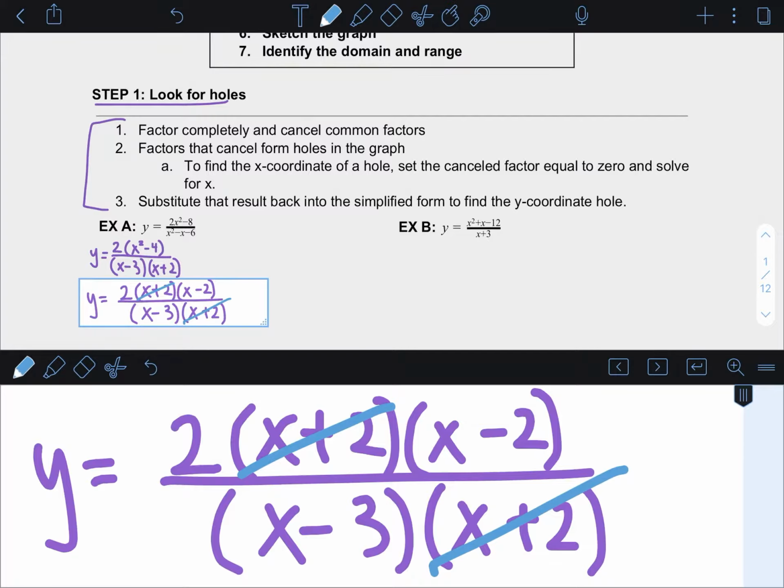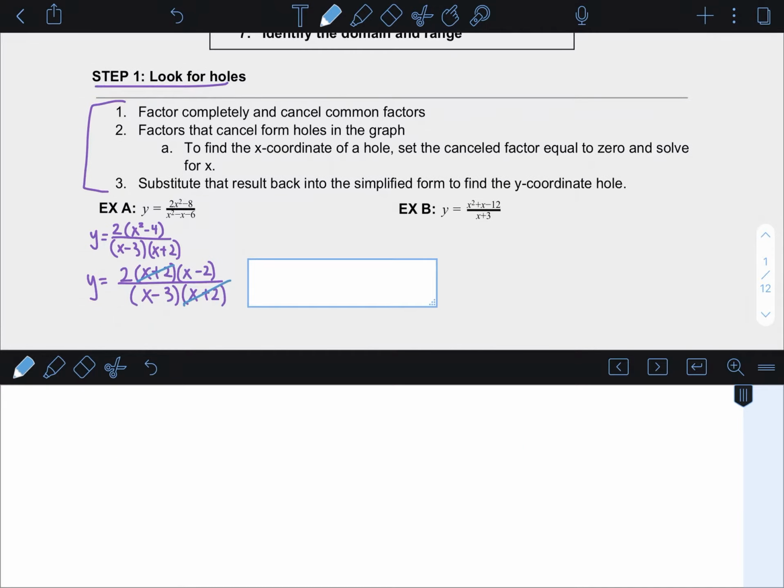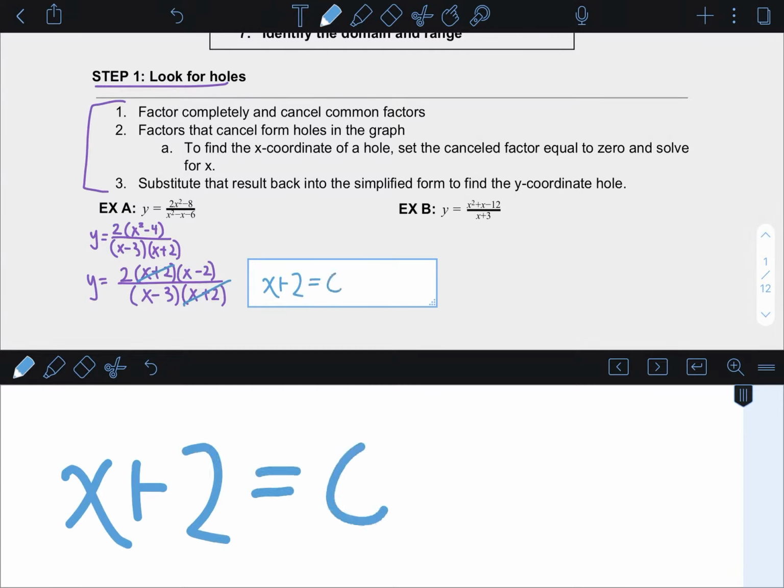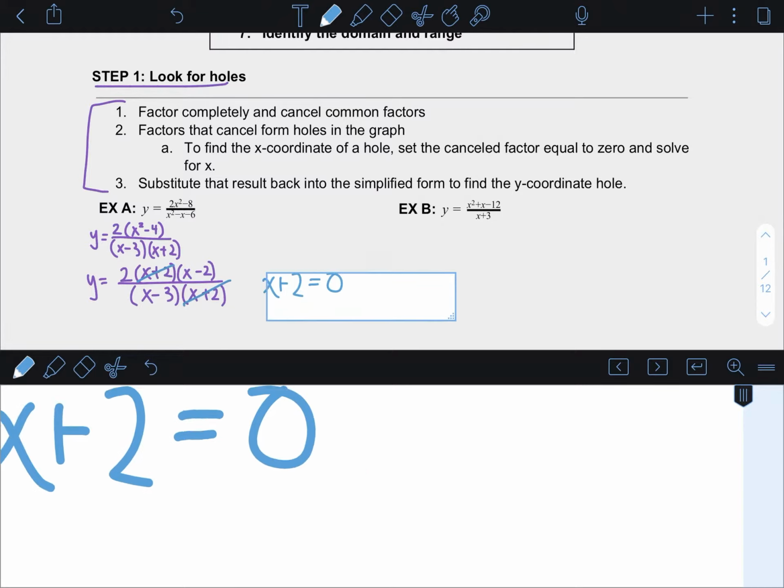So what we do is we take that factor that we just canceled out, and we set that equal to 0. Sorry, I don't know why I wrote y. x plus 2 equal to 0. And then we solve for x.